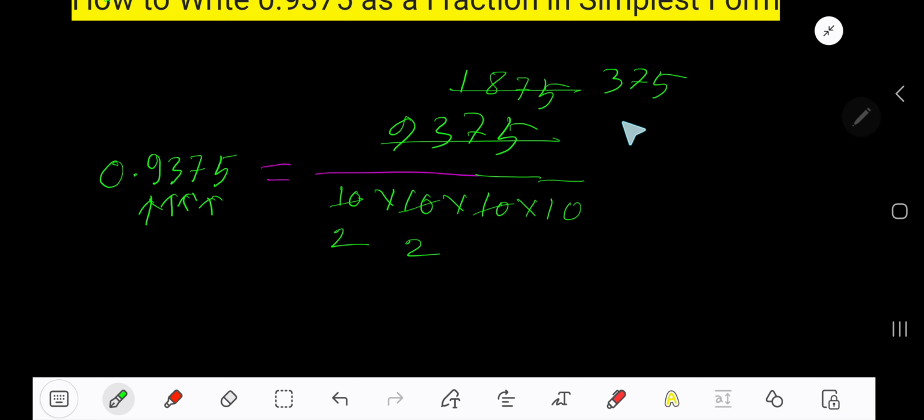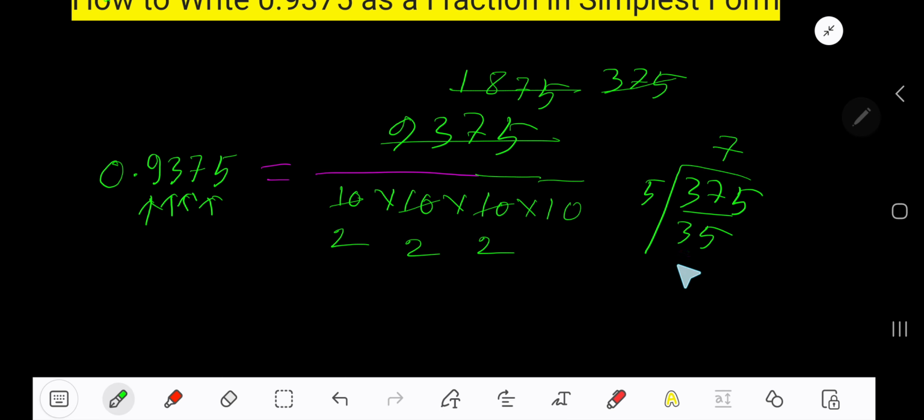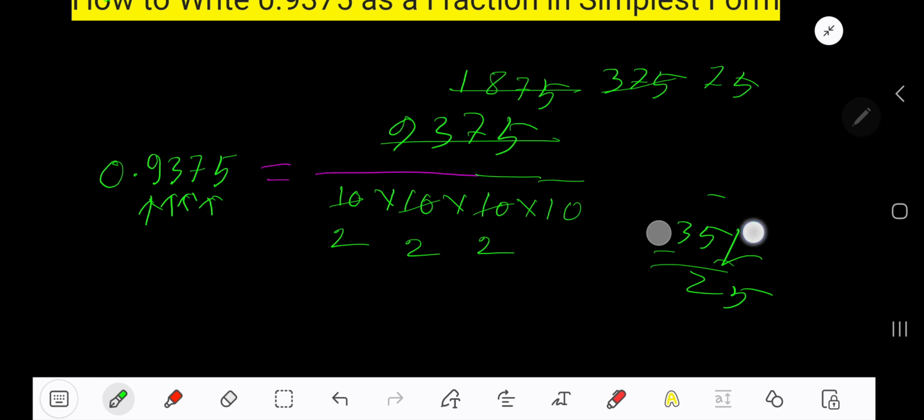Again, this is divisible by 5, this is divisible by 5. We get 80, and we get what? 5 goes into 37, how many times? 7 times, 7 times 5 is 35, subtract, bring down this 5. 5 goes into 25, 5 times. So we are getting 75.